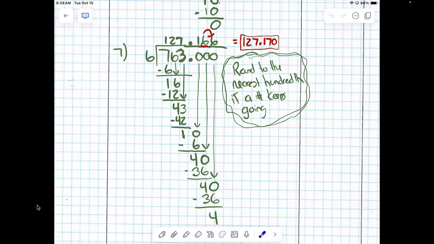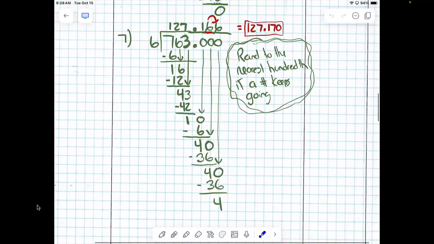So if you do a homework assignment, you just keep going forever and ever and ever, don't round it to the nearest hundredth, that's your fault, right? So unless I tell you something different, you can always just round to the nearest hundredth. We cool with all this? Yes.